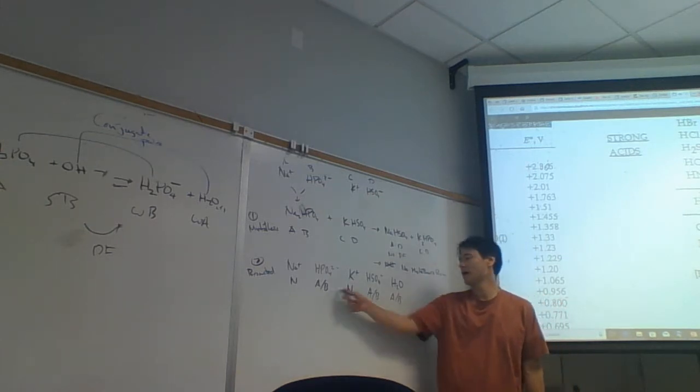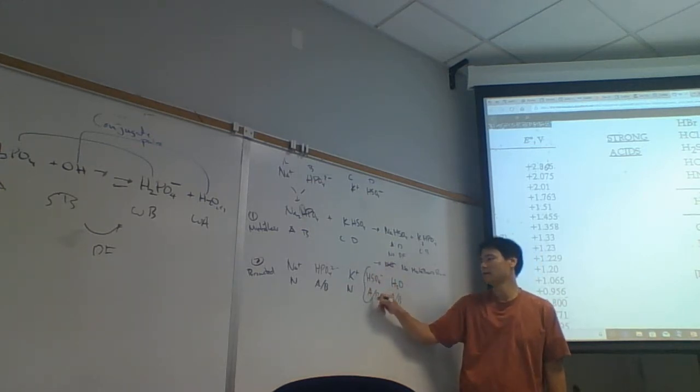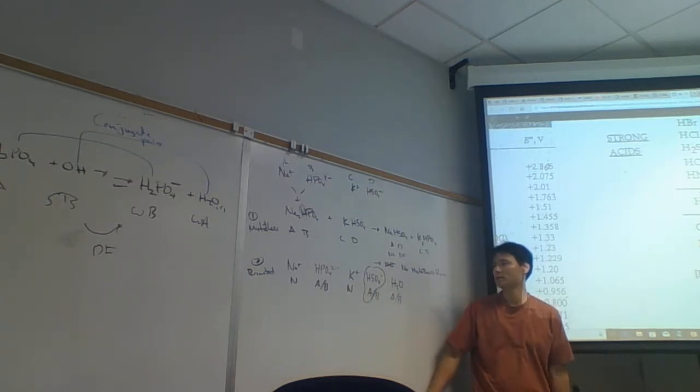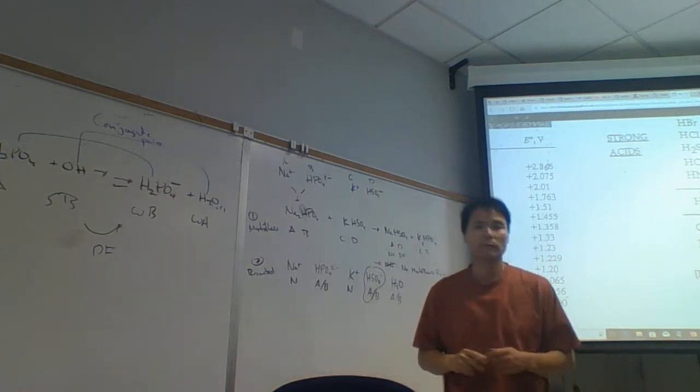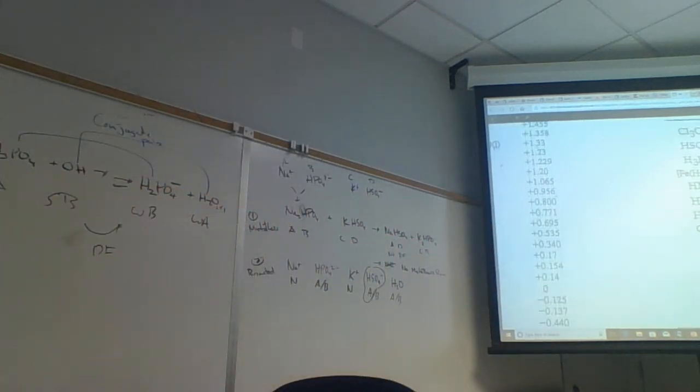So we have 3 acids. Out of these 3 acids, which is strongest? HSO4 minus. And then we have 3 bases. Out of these 3 bases, which one's strongest? Let's see. Well, water is not a very good base. Water's here. You see that?